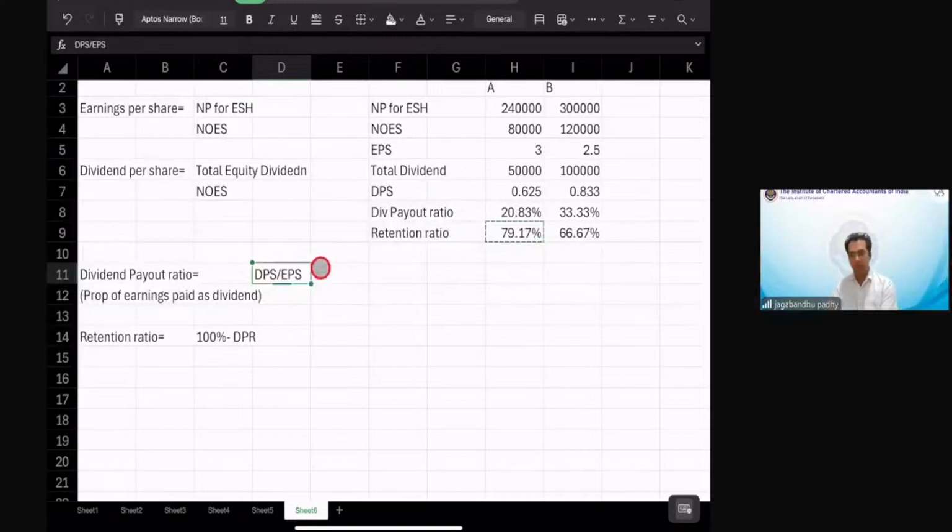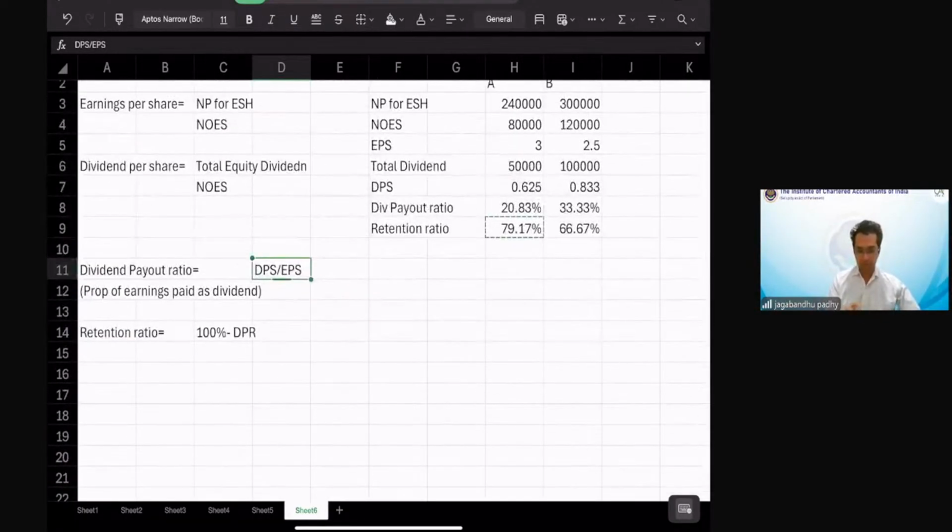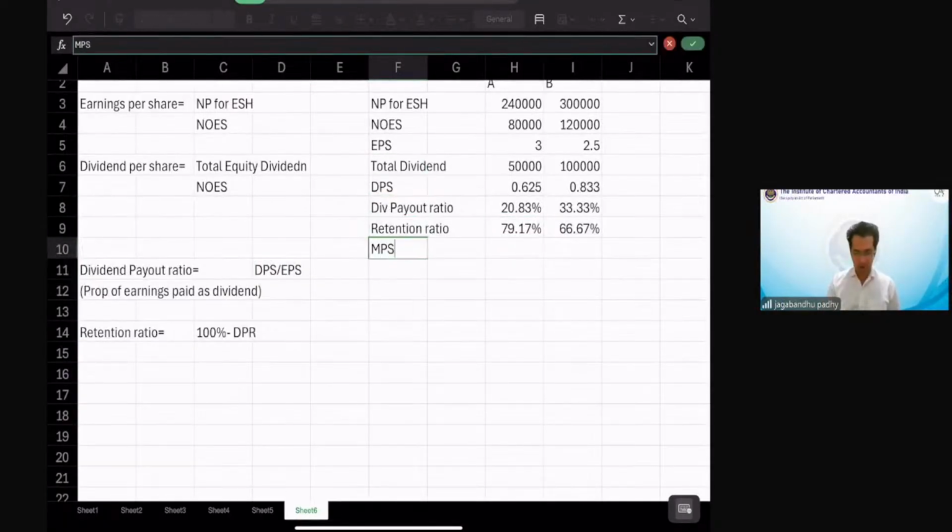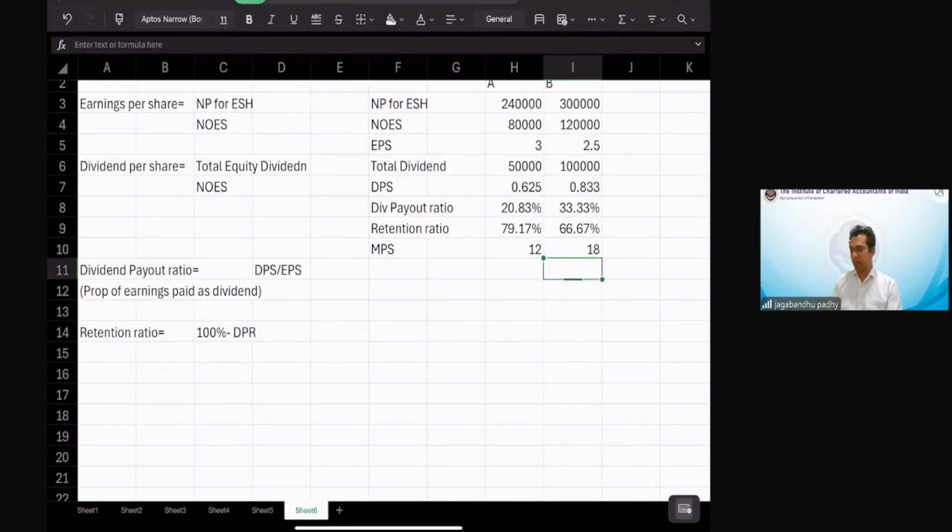Dividend payout ratio is DPS upon EPS, dividend per share upon earnings per share. And retention ratio is 100% minus dividend payout ratio. Now we have the DPS and EPS numbers. We look at the market price per share. Company A is having a market price of 12 and company B is having a market price of 18.